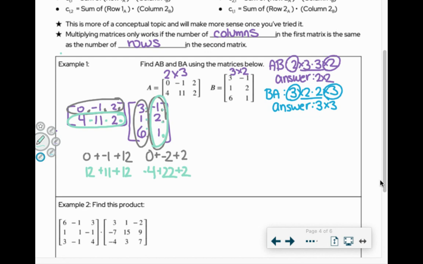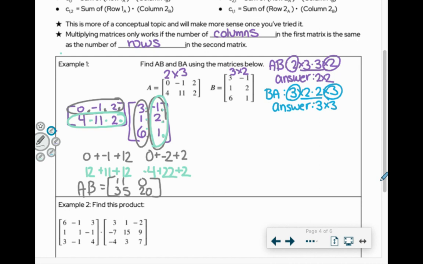Okay, this means that my answer to this one is 0 plus negative 1 plus 12 is 11. And I'm going to go ahead and just write it down here. 0 plus negative 2 plus 2 is all 0. Bottom left, 12 plus 11 plus 12 is 35. And negative 4 plus 22 is 18. 18 plus 2 is 20. Okay, and then out front, I'm going to go ahead and just write AB equals because that's the order I multiplied it in. Perfect.